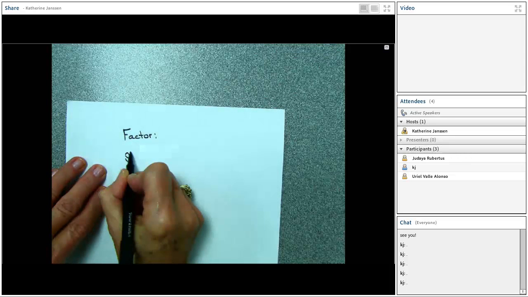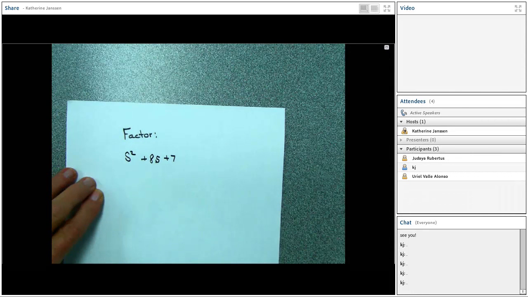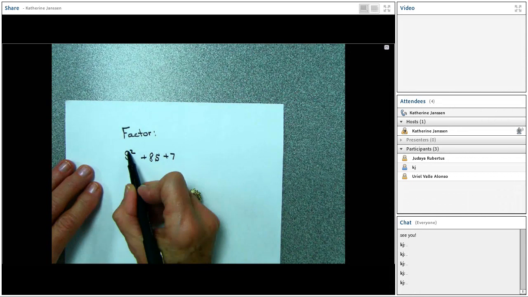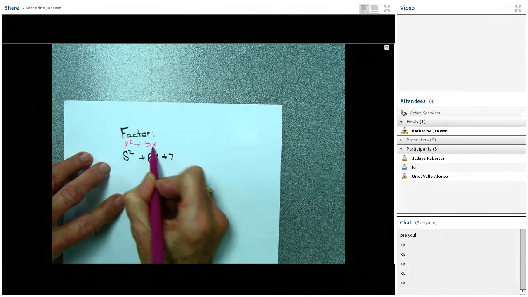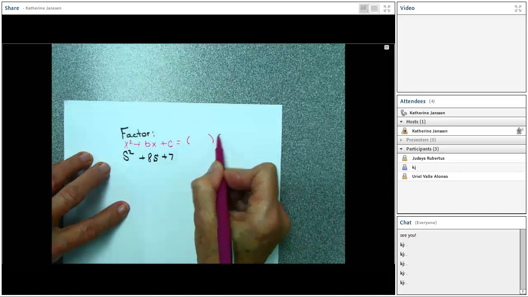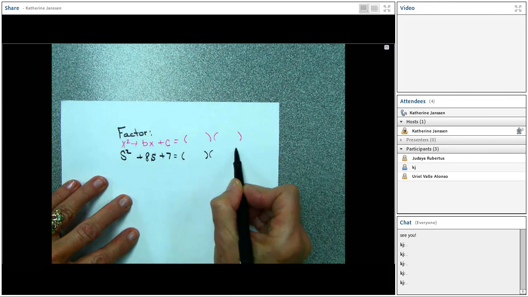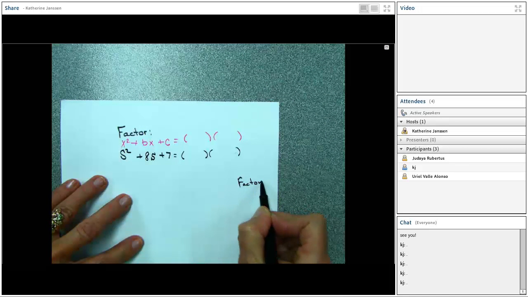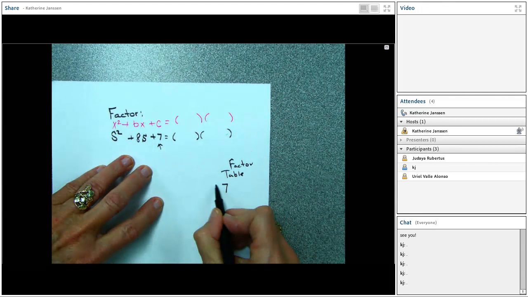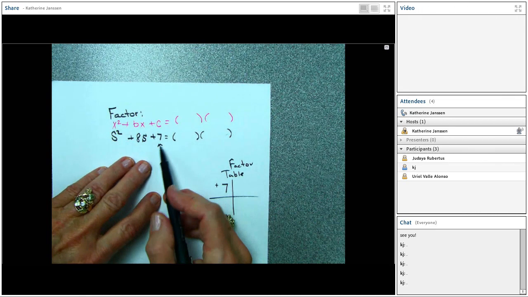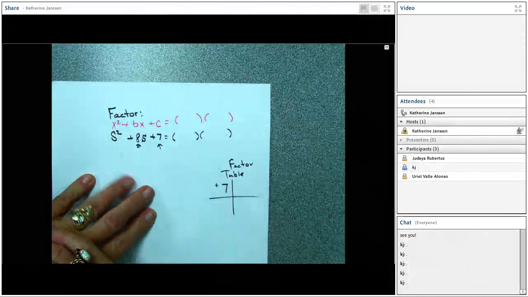So let's factor s squared plus 8s plus 7. Well, let's see. My highest degree term is squared, so that's x squared plus something times x plus the constant. I'm expecting to be able to factor that as a product of two binomials. So let's build our factor table. Factor pairs of the constant, which is a positive 7, whose sum is equal to the coefficient of the middle term, which is a positive 8.